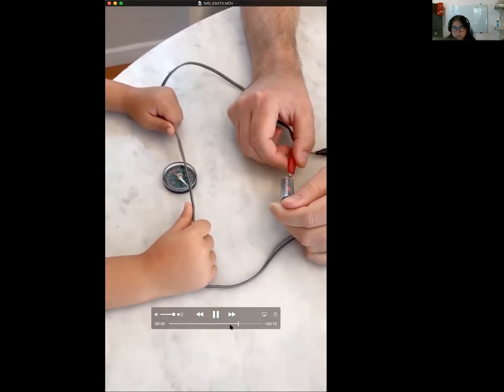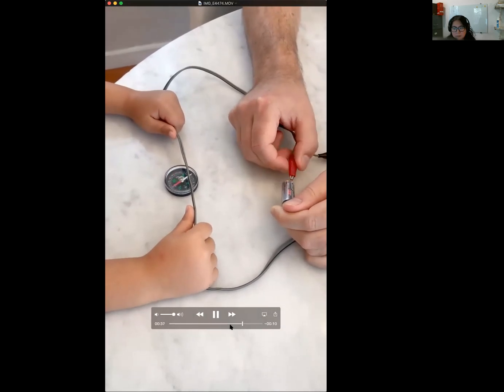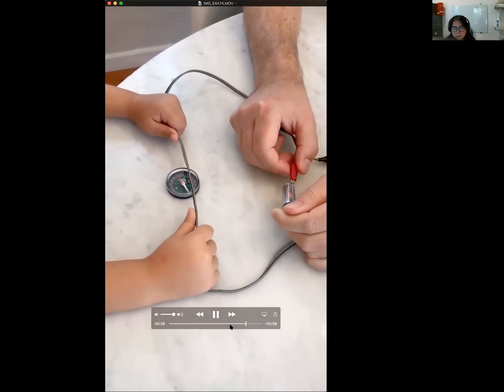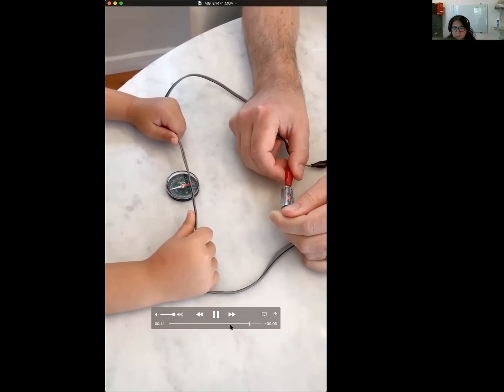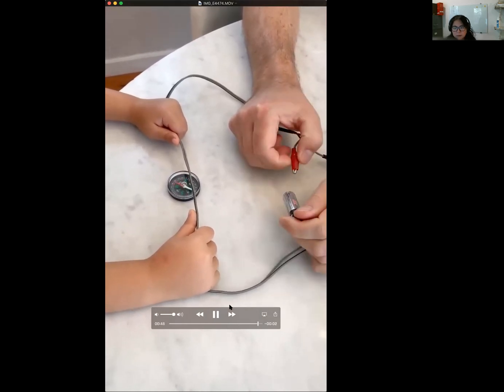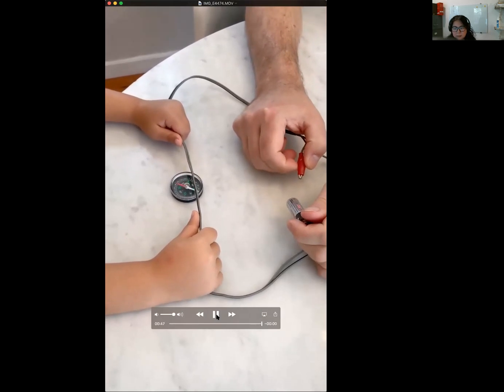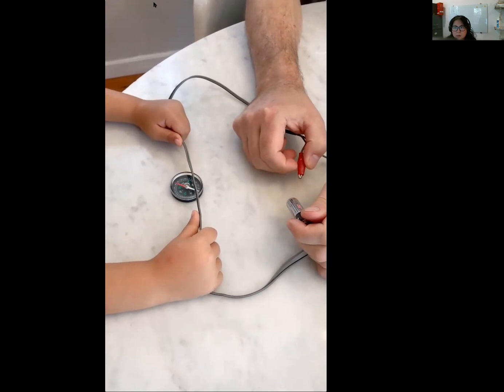Would you mind doing it again? It rotates perpendicular. It points perpendicular to the wire. So you see that when the current flows, the compass needle obviously deflected, as if there is a new magnetic field. And it is true.